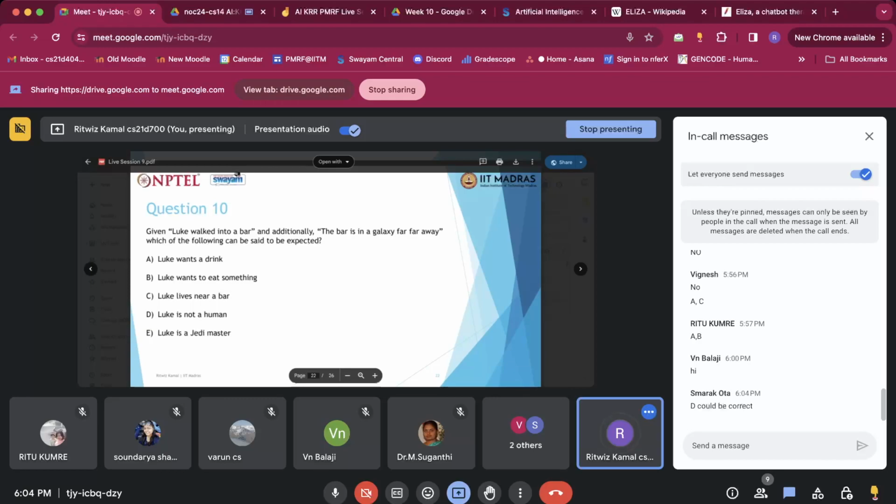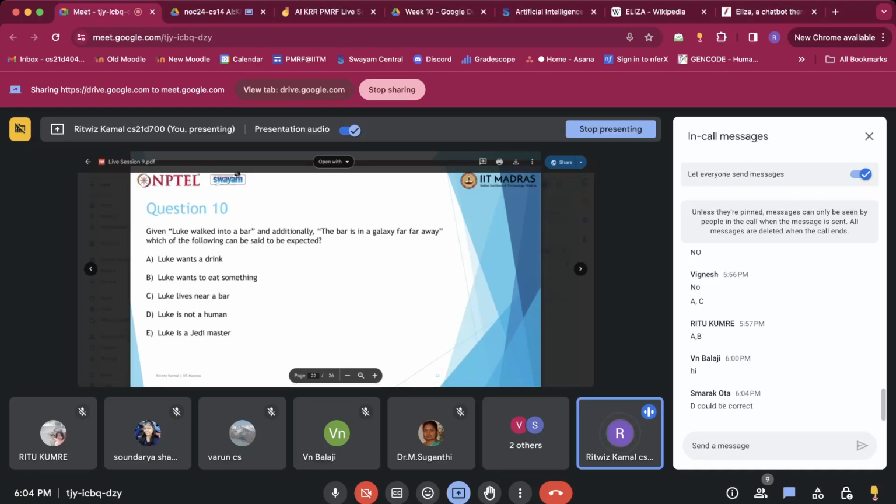We can, right? Exactly. D could be correct. That's right, Smara. Because in the previous question we were only told that Luke walks into a bar, we could not make any inferences, expectations or hypotheses about Luke being a human or a non-human. But now that we are given this additional information that the bar is in a galaxy far, far away, there is a possibility that Luke is an alien.